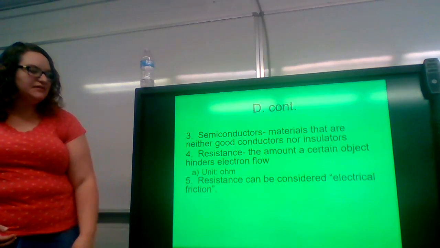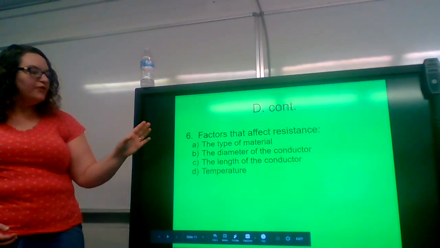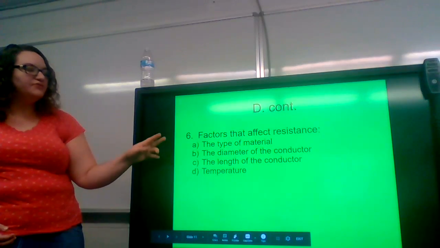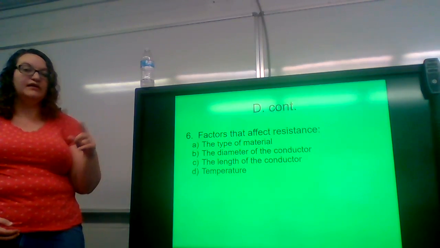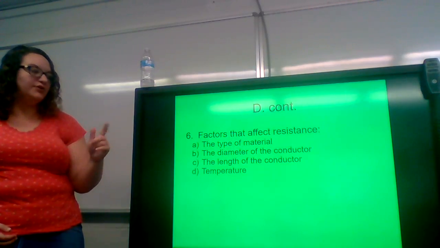Resistance can be considered electrical friction. It's just another way to look at it. There are 4 factors that affect resistance. The first is the type of material. Is it a good conductor? Is it a good insulator? Is it a semiconductor? What are you dealing with here?